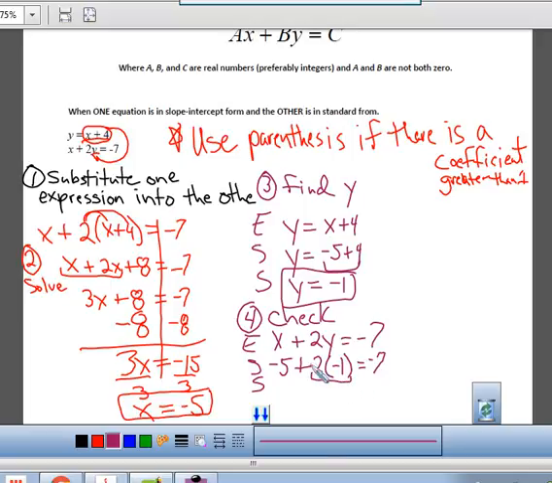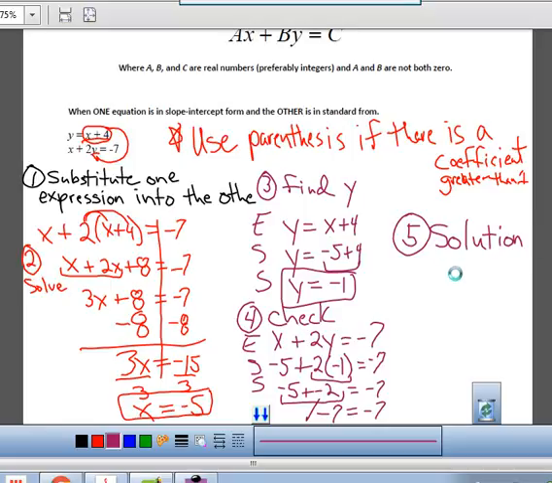So 2 times negative 1 is negative 2. So I have negative 5 plus negative 2 equals negative 7. And negative 5 plus negative 2 is negative 7. So negative 7 equals negative 7. And it checks. And then, of course, step 5 is declare what your solution is.